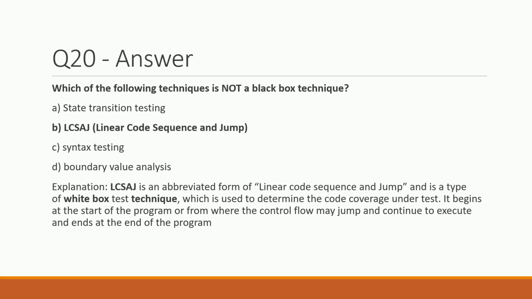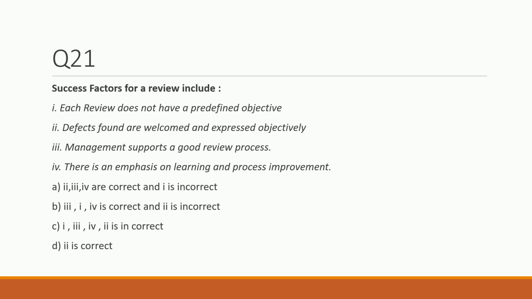Question 21 is success factors for a review include: each review does not have a predefined objective, defects found are welcomed and expressed objectively, management supports a good review process, there is emphasis on learning and process improvement. And the correct answer is A, where 2, 3, 4 are correct and 1 is incorrect.